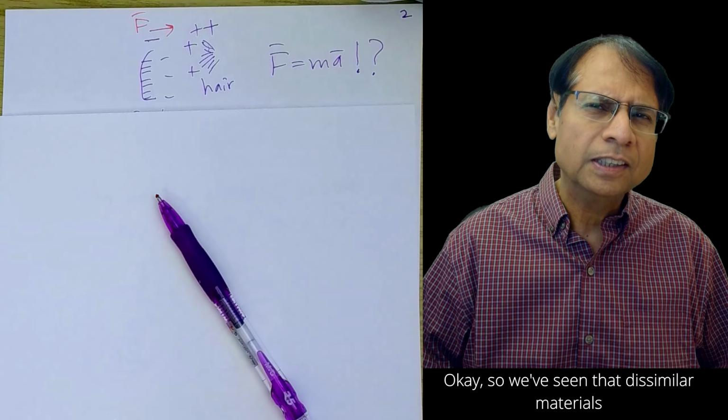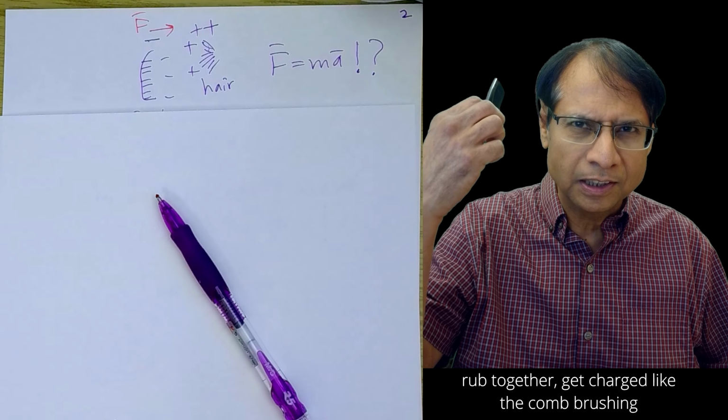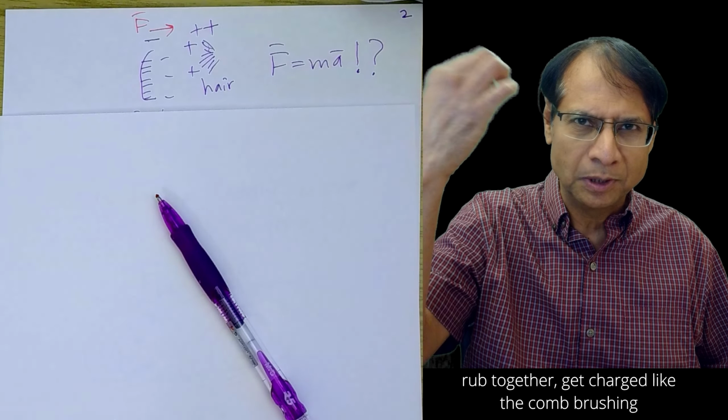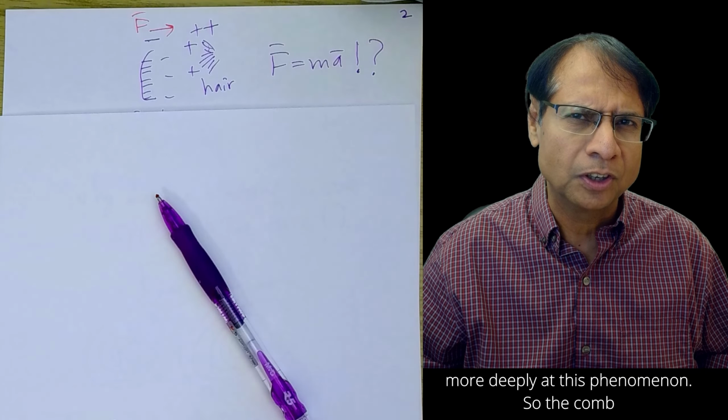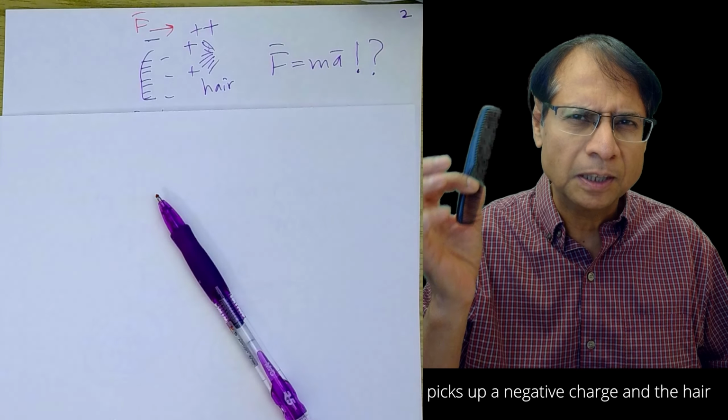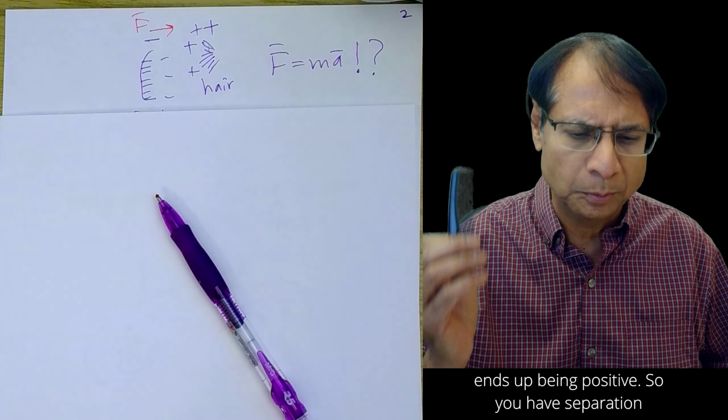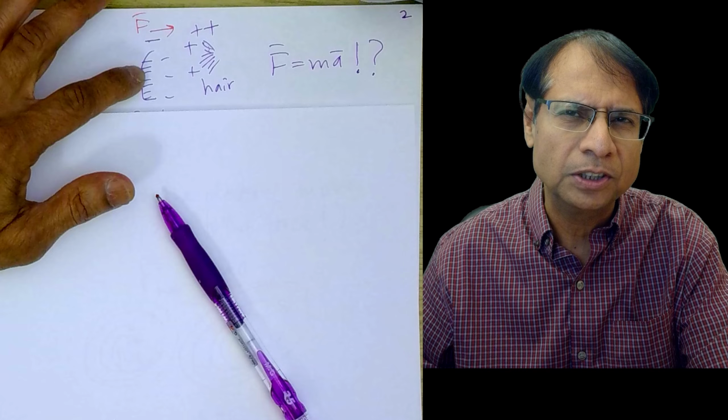Okay, so we've seen that dissimilar materials rubbed together get charged, like the comb brushing the hair and so on. Let's look a little more deeply at this phenomenon. The comb picks up a negative charge and the hair ends up being positive. So you have separation of charge.